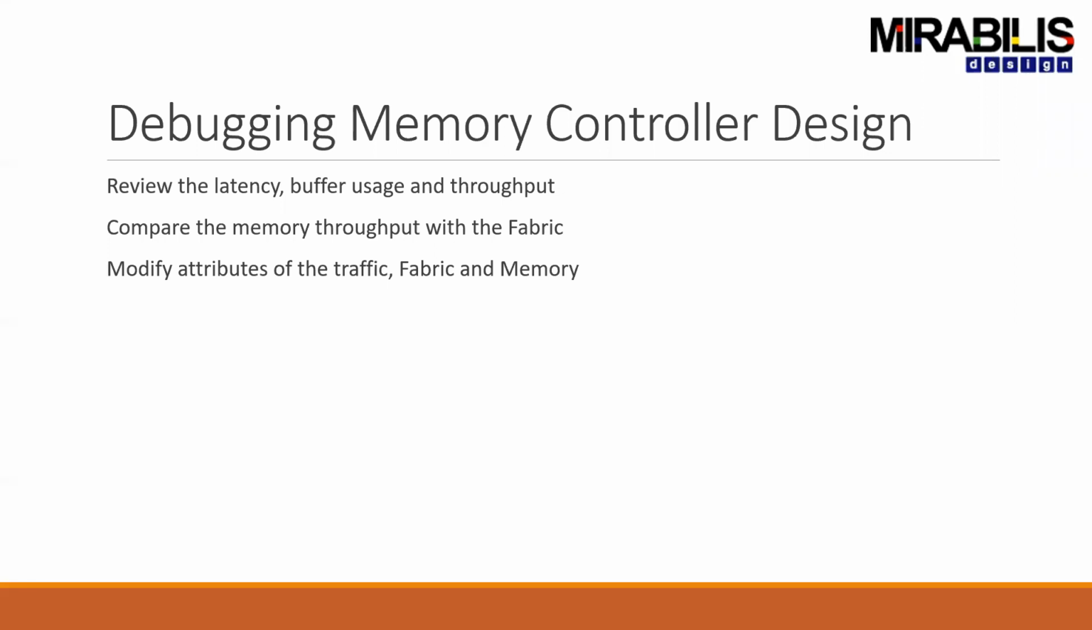So, can I improve the latency? Can I improve the buffer usage? Can I look at the throughput? How do I start looking at all of those kinds of attributes of my system? And of course, I can modify the attributes, which we did earlier, but really be able to pinpoint.